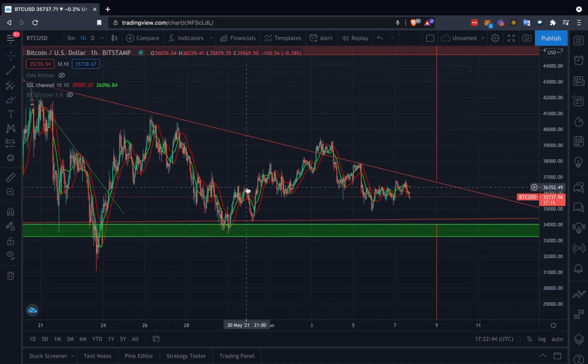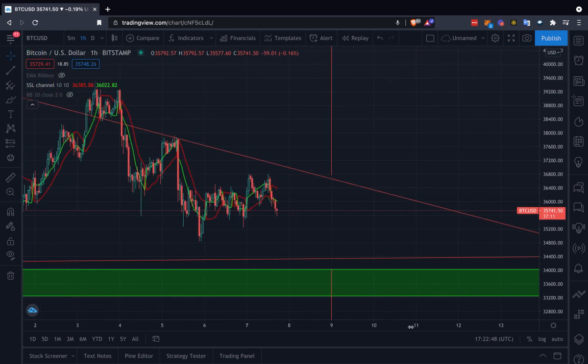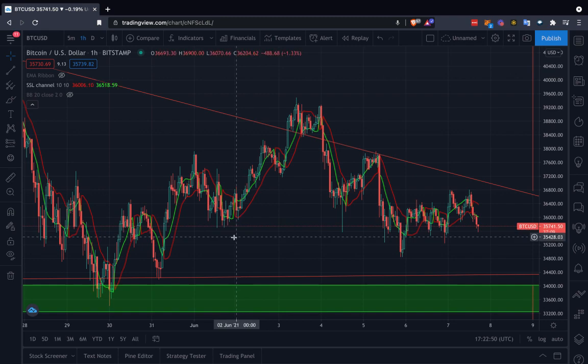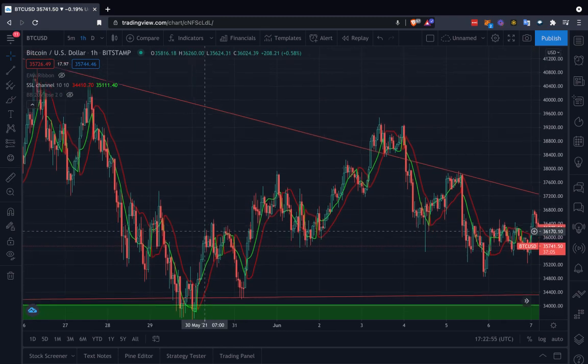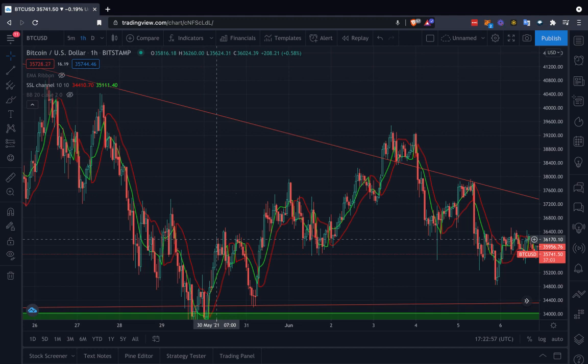So the main thing with the SSL is what you're looking for is this green and red line, right? And you're looking for crosses. When the green line crosses the red line, okay, so this is the main thing. When the green line crosses below the red line, it's a sell signal. And when it crosses above, it's a buy signal.